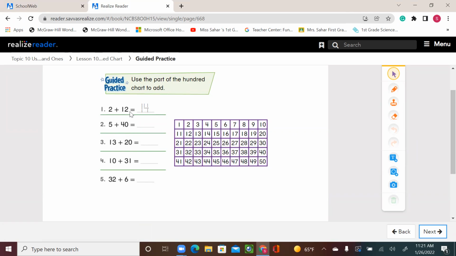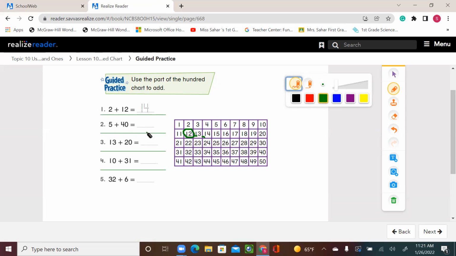2 plus 12. Now I know what to do. Where's my big number? The greater number is 12. So I'm going to look for my 12, put a circle or a mark, and then count to the right 2 squares or 2 boxes or 2 columns. So 1, 2. That's my answer, 14. Very good.